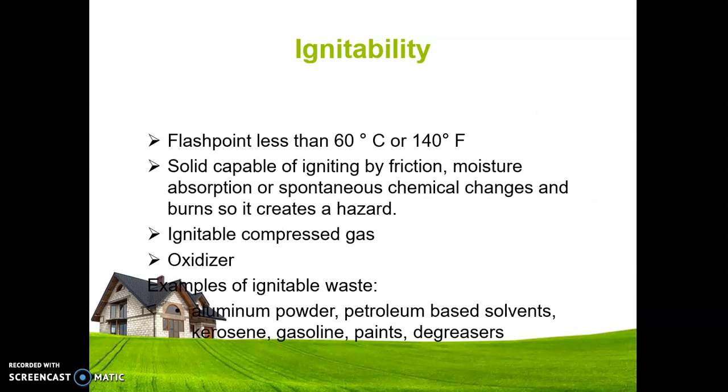So, ignitability. The waste that has a flash point less than 60 degrees C or 140 degrees Fahrenheit. So it's capable of igniting by friction, could easily ignite. Okay, and then moisture absorption or spontaneous chemical changes and burns, so it creates a hazard. Examples of ignitable waste are aluminium powder, petroleum-based solvent, kerosene, gasoline, paints, and degreaser. So these are examples that also fall under hazardous waste. Okay.